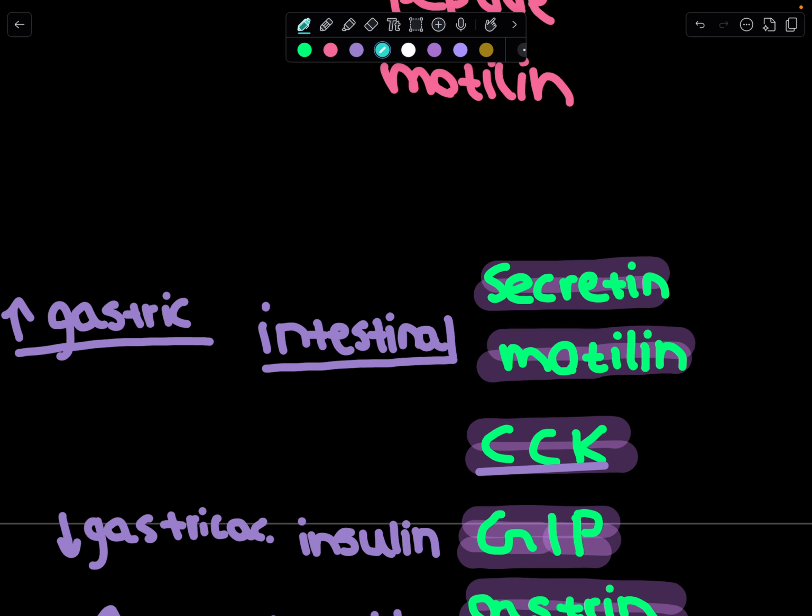One more time. No problem. This hormone increases pancreatic bicarbonate secretion to neutralize acidic chyme and reduces gastric acid secretion. Is it CCK or secretin? What's your guess? CCK.